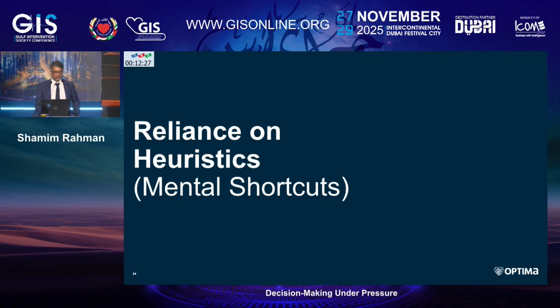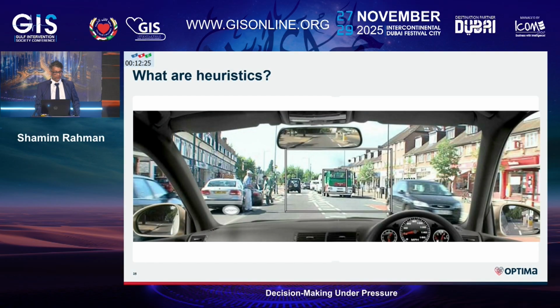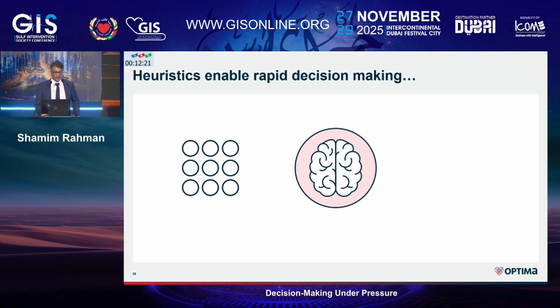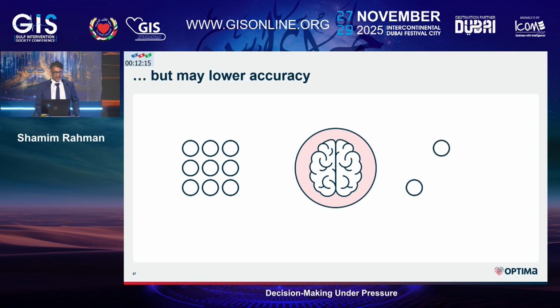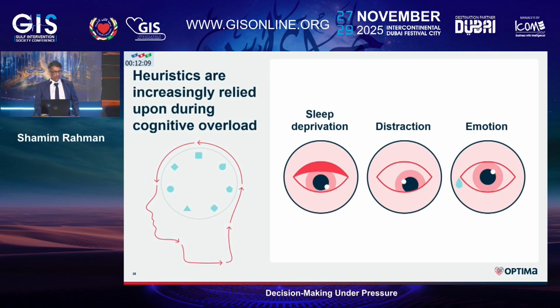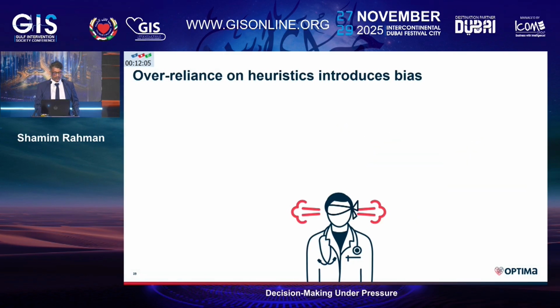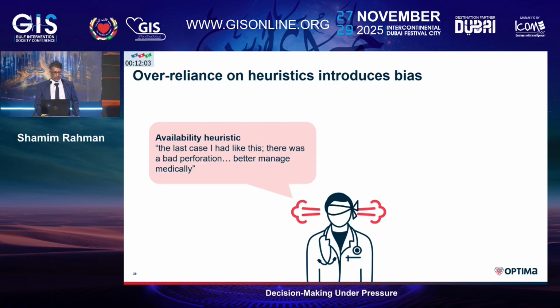And also we rely on heuristics. What are they? Well, we use them all the time actually. An example would be crossing the road, driving a car. They allow us to make quick decisions without having to really ponder and think. But while they're good enough, they can be inaccurate. And we rely on these mental shortcuts more frequently in certain scenarios. And this can introduce bias.